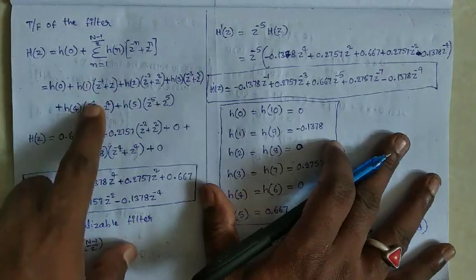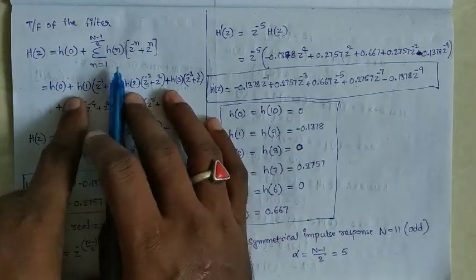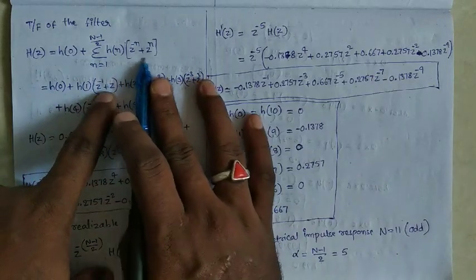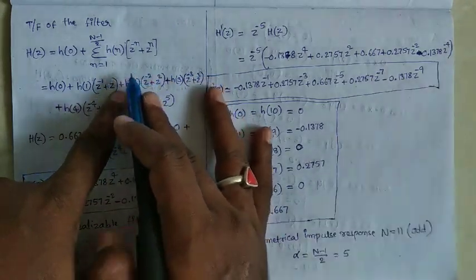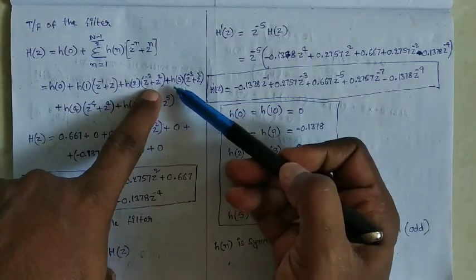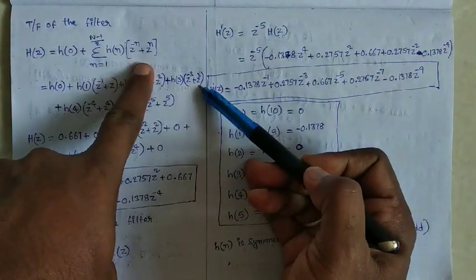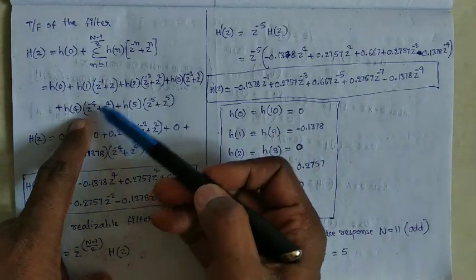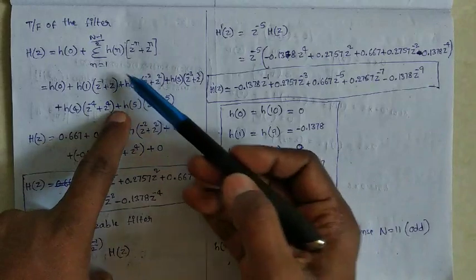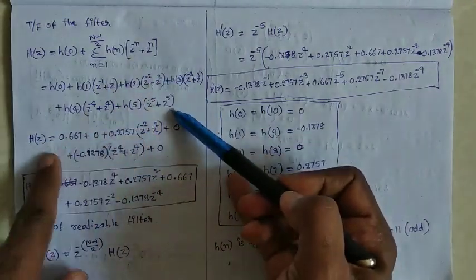Here h(0) plus, substituting n = 1, h(1)[z^-1 + z], plus n = 2, h(2)[z^-2 + z^2], n = 3, h(3)[z^-3 + z^3], n = 4, h(4)[z^-4 + z^4], plus n = 5, h(5)[z^-5 + z^5].